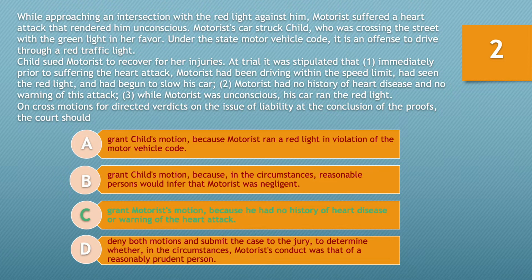So his violation of the motor vehicle code will be excused because it is impossible for him to make the stop, and he acted as a reasonably prudent person would have under similar circumstances. So in essence, this is an argument on impossibility.